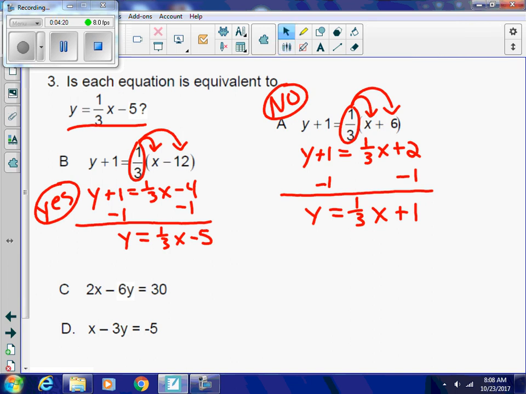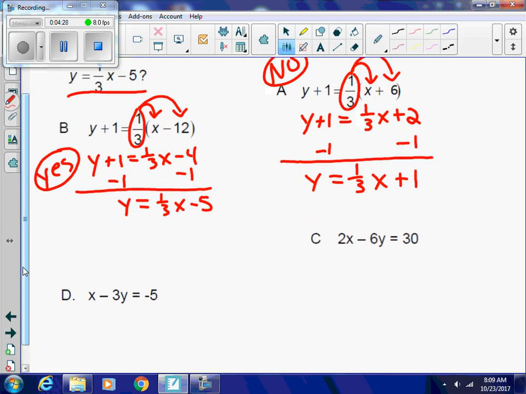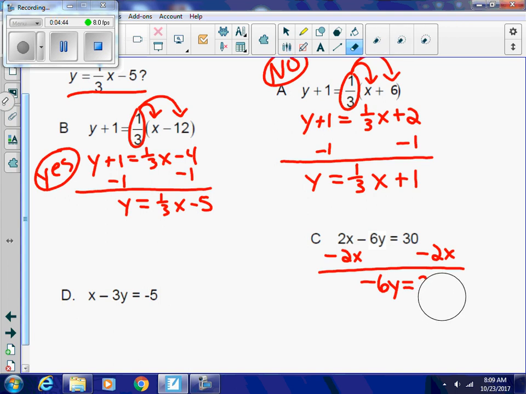All right, let's do C over here. This one's in standard form, still have to change it to slope-intercept. So first we're going to get rid of the x term. Don't forget that negative sign. I'm going to do my x's first because that's how I always do it in my classes. We've got a -2x plus 30. And you need to divide by your -6.